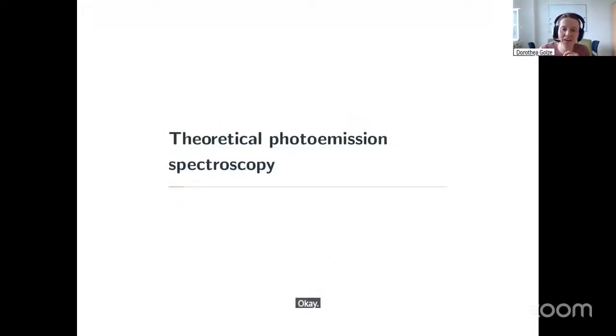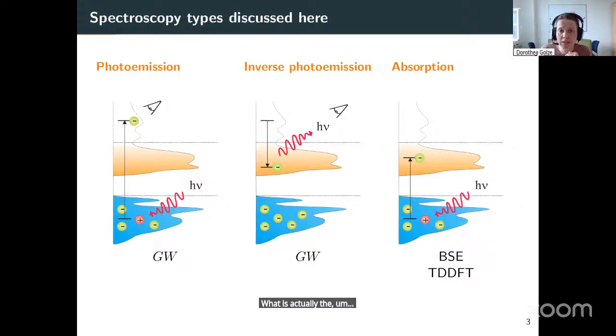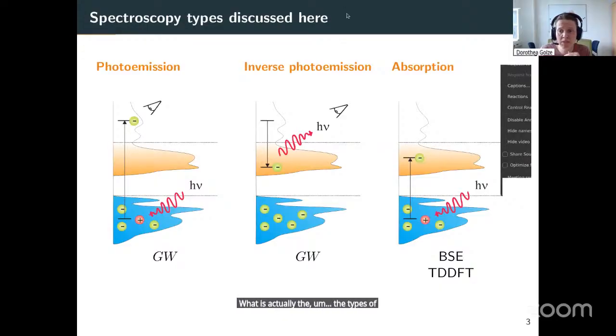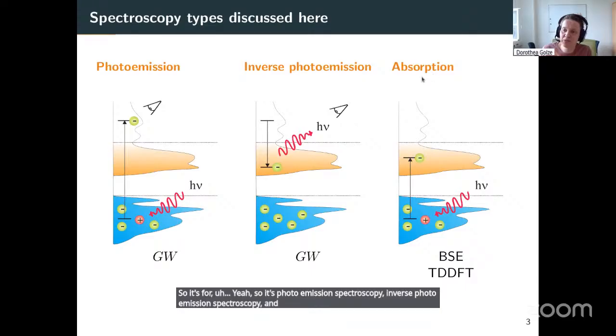So what is theoretical photoemission spectroscopy? I just want to clarify again what types of spectroscopy I want to discuss here. It's photoemission spectroscopy, inverse photoemission spectroscopy, and what I just want to touch on, so not really explain, would be absorption spectroscopy.